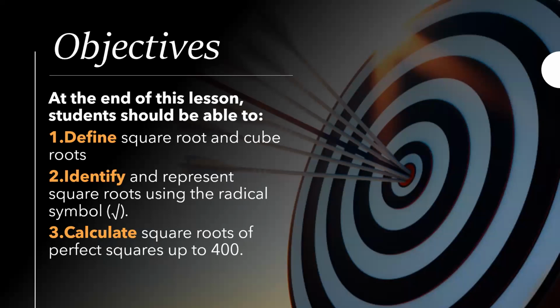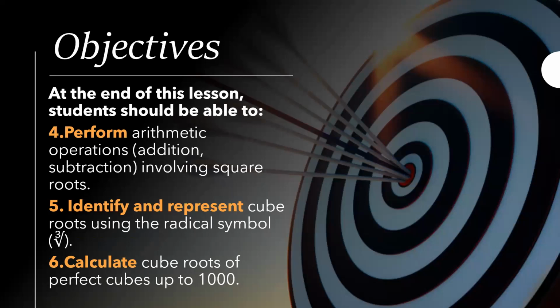Identify and represent square roots using a radical symbol. Calculate square roots of perfect squares up to 400. So how many of you have ever done square and cube roots before? Good. We're going to be looking at square roots and cube roots. We probably might not get to it today, but I want us to add them, subtract them, and perform different operations with square and cube roots.